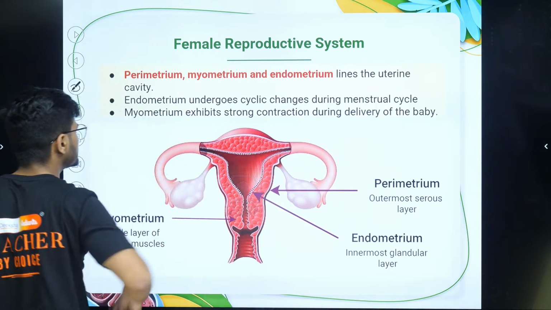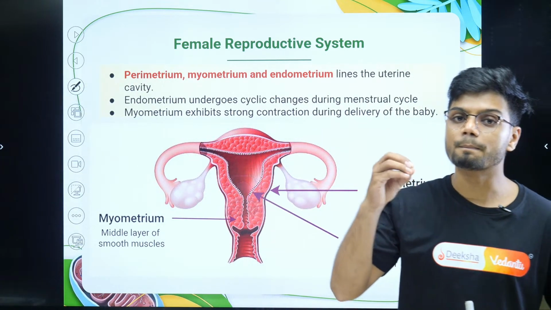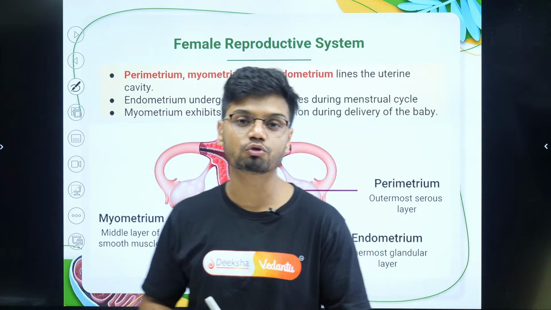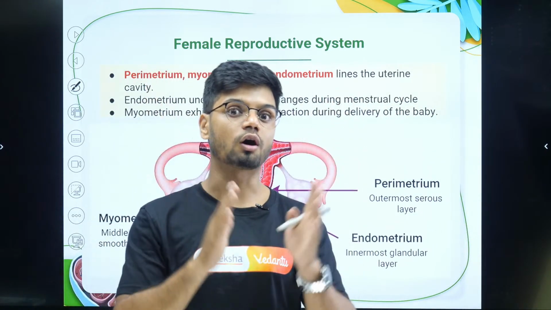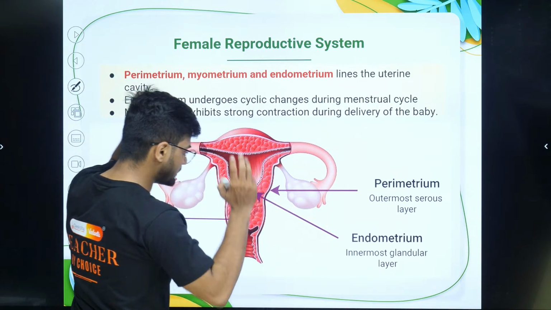Clear? Now, let's learn about the uterus walls. Walls of the uterus, very important for menstruation. To understand menstruation, you need to understand the different layers of your uterus. Very important. Listen very carefully. So the uterus is made up of 3 main layers.